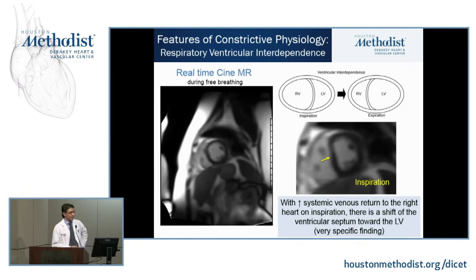And what happens in constriction? Filling increases on the right side. You have a fixed sac. It occurs at the expense of the left, and the septum gets shifted to the left. And if you look very closely, when this diaphragm drops, you'll notice that leftward shift.